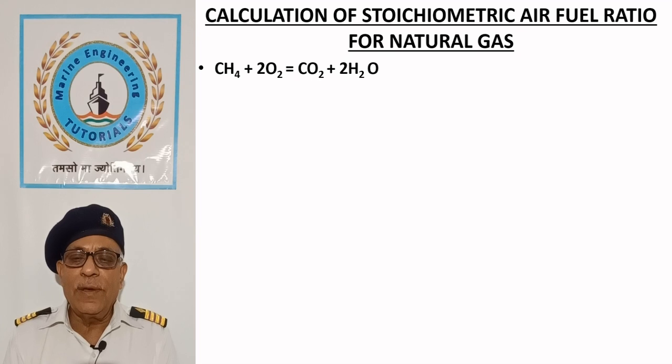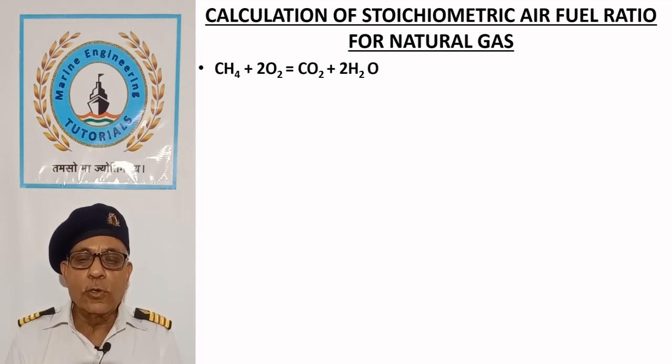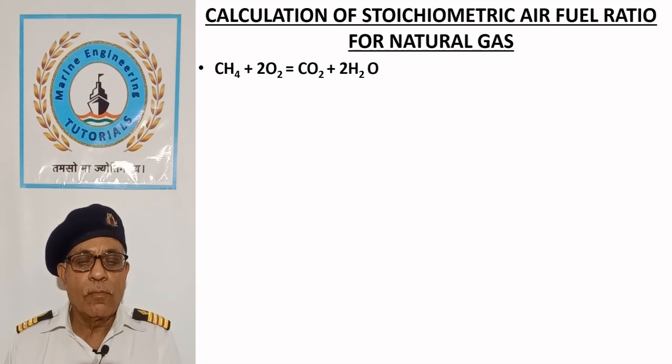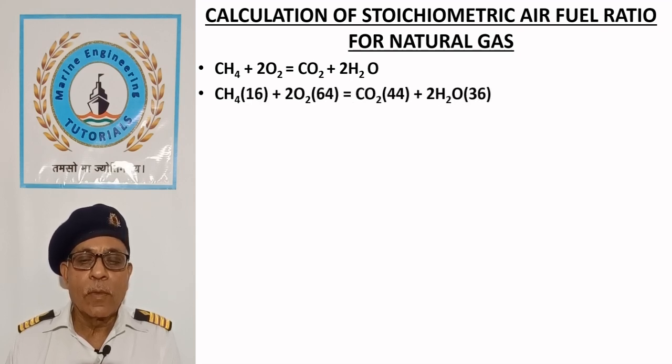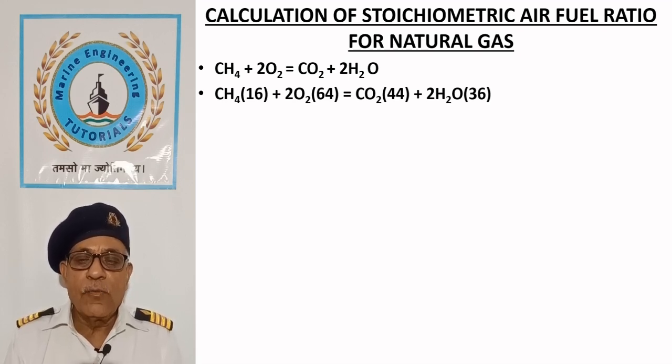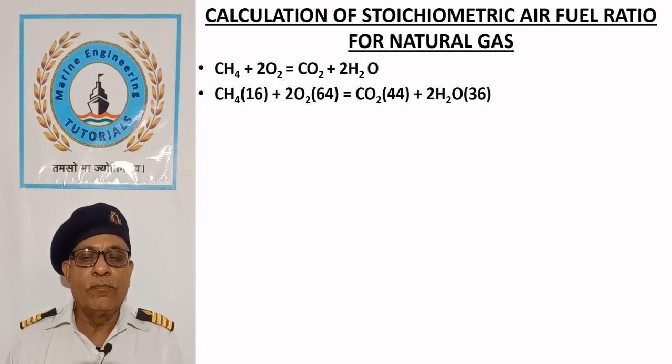One molecule of methane burns with two molecules of oxygen and forms one molecule of carbon dioxide and two molecules of water vapor. Substituting their atomic weights in the equation, we can say that 16 kg of methane combines with 64 kg of oxygen to form 44 kg of carbon dioxide and 36 kg of water vapor.